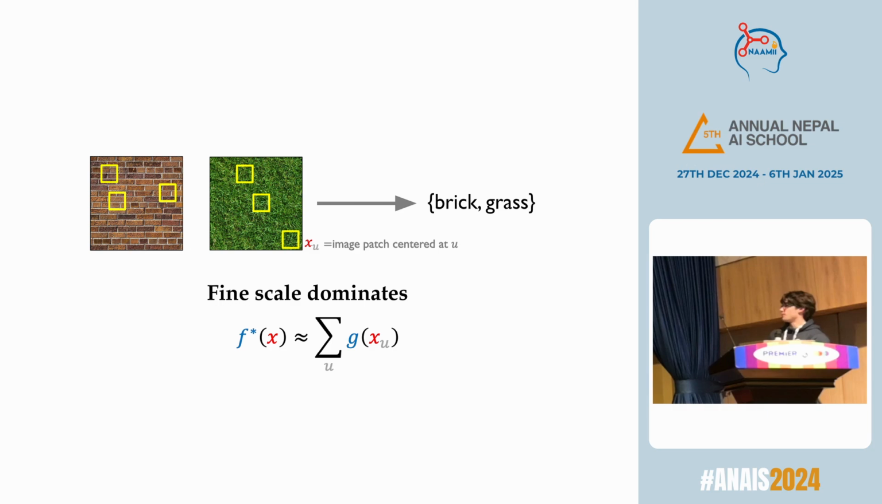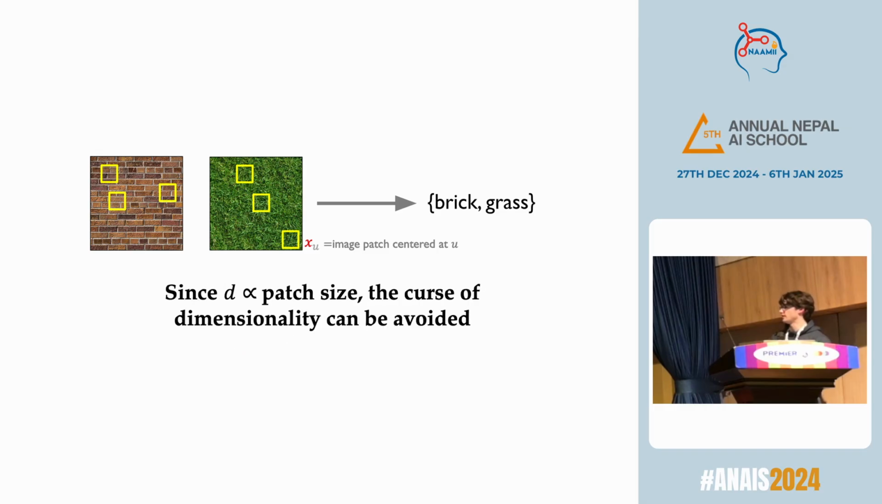There are some other cases in which we can try to reduce the dimensionality. Maybe if we are trying to classify textures, the overall global structure actually doesn't matter, right? So we can look at patches. If I'm trying to classify this as being brick or glass, I can just look at a local patch, and that's enough to get the correct label. So this also reduces the dimensionality a lot, because the dimensionality is proportional to the patch size.